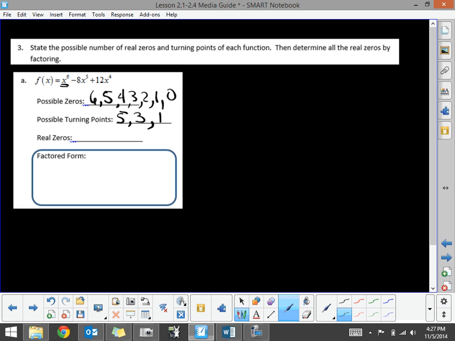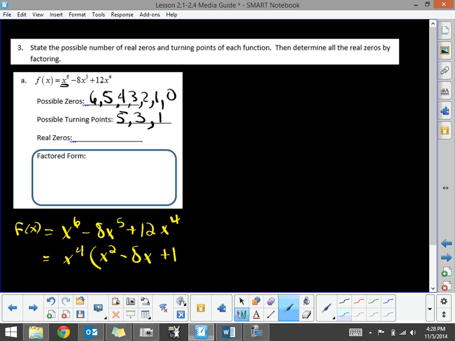Now the real zeros. In order to get the real zeros, I'm going to have to first figure out what the factorization of this is. So we have x to the 6th minus 8x to the 5th plus 12x to the 4th. And factoring this, what we'd want to do is factor out our x to the 4th. That's in common to all of them. That'll give me an x squared minus 8x plus 12.